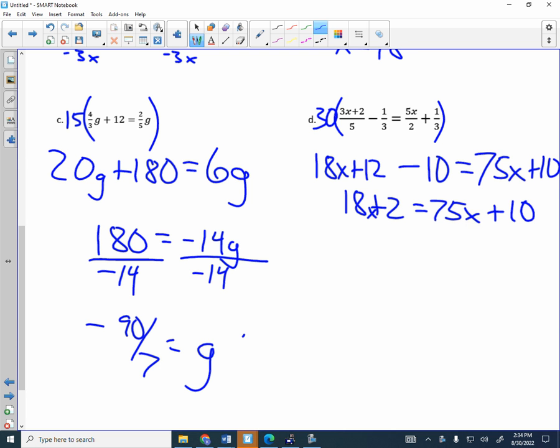I'm going to subtract my 75x over the other side, and I get negative 57x. Subtract my 2 over the other side, and I get 8. Divide by negative 57. I get x is negative 8/57. Sweet.